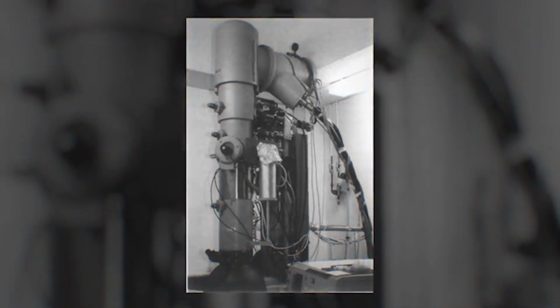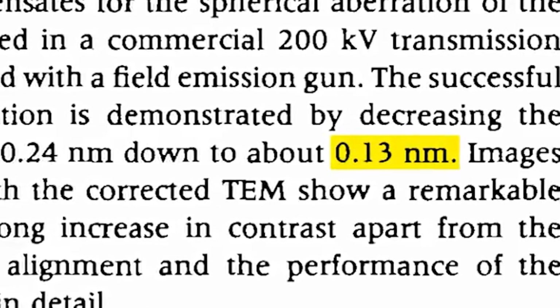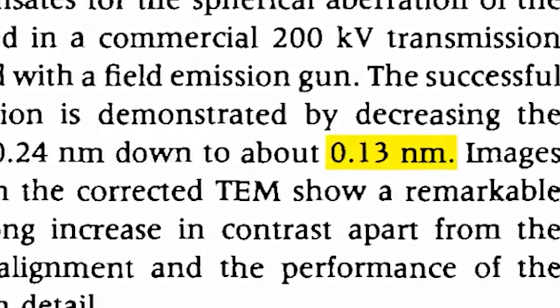After more than 60 years of failed attempts, Urban, Rose, and Haider pulled off the seemingly impossible. With this method, they cut the resolution of the TEM down to only 0.13 nanometers. An average TEM image went from looking like this to this.